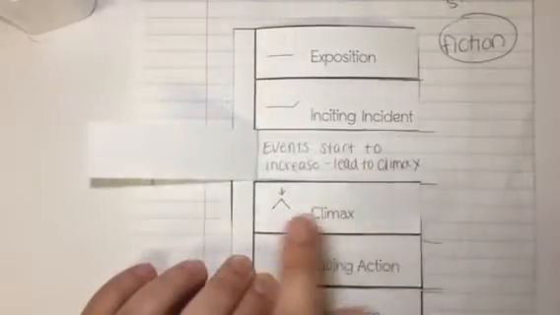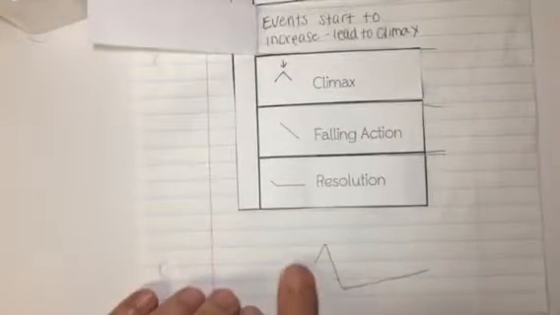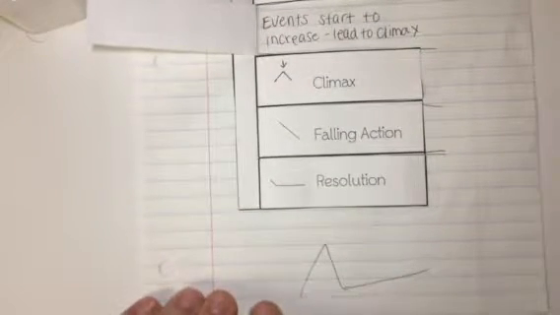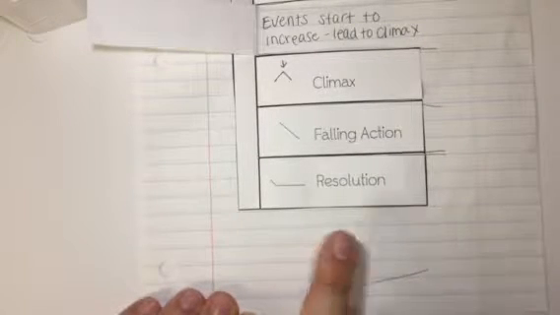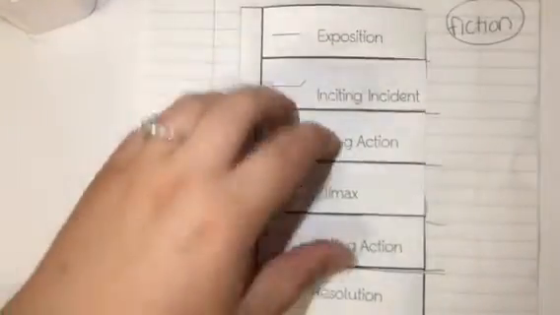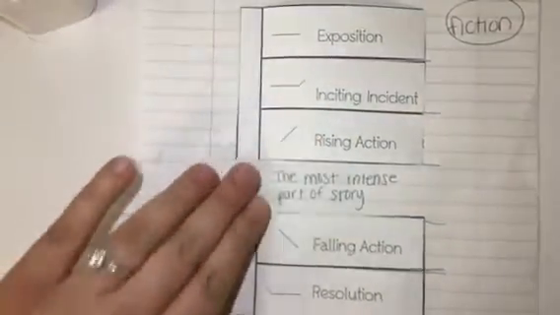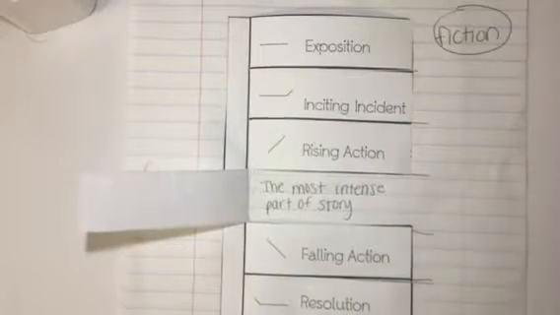Then we get to the climax, and the reason why I have drawn an arrow on top of this right here is because the plot actually kind of looks like a mountain, where we're starting out with the exposition and we rise and rise and rise with the rising action until we hit the very peak of the mountain, which is the climax. The climax is the most intense part of the story. It is the part that gets the most exciting.